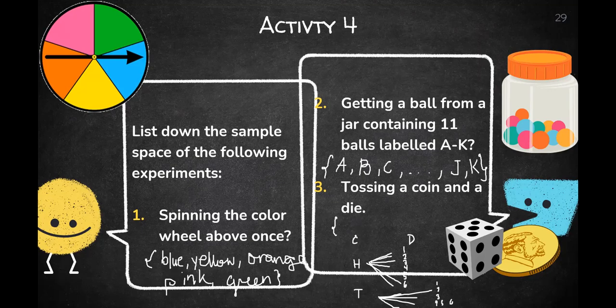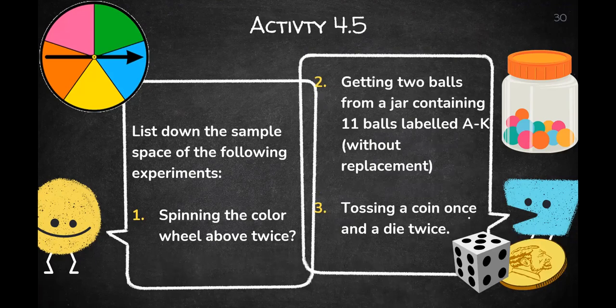So, ang ating sample space dito ay head 1, head 2, head 3, head 4, head 5, head 6, until tail 1, tail 2, tail 3, tail 4, tail 5, tail 6. As much as possible, unahin ninyo kung ano yung naunang sabihin sa problem. Okay? Right. If you're able to get it, then I guess you should be able to get activity 4.5. Okay? So again, pause this video and resume it once you are ready.